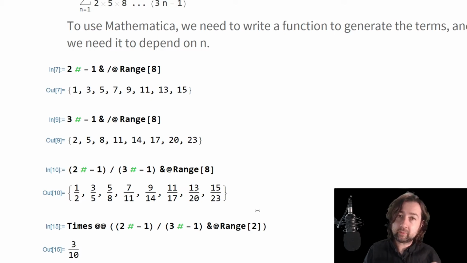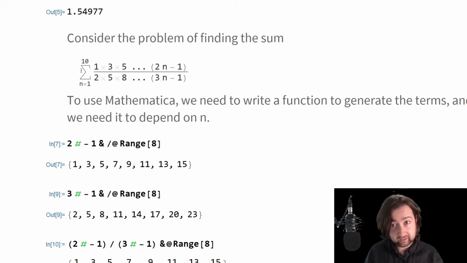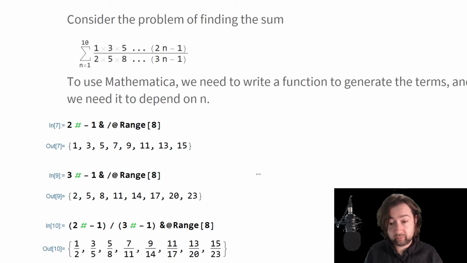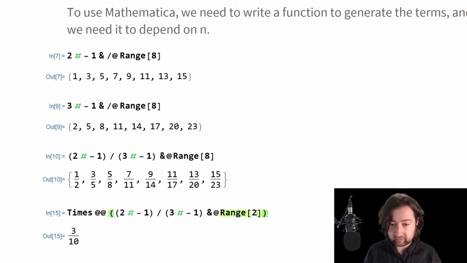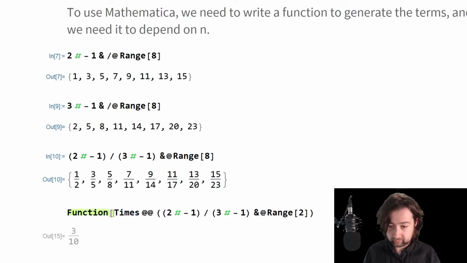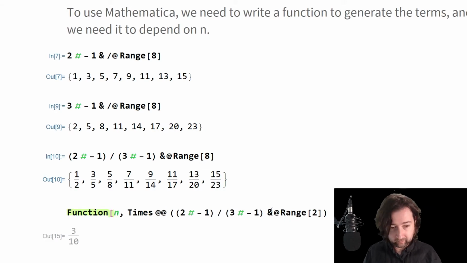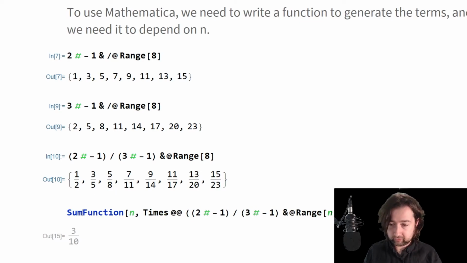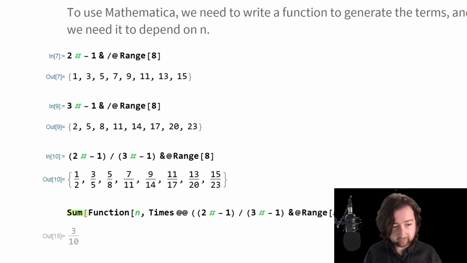So even at this point right here, I don't have to name this function. If I would like to take this thing right here and I want it to produce the sum from 1 to 10, I could anonymize this function, Function n of all this stuff, and then I could feed it into the sum function. So I could take the sum of all this and run it from n goes from 1 to 10. And so there we go.